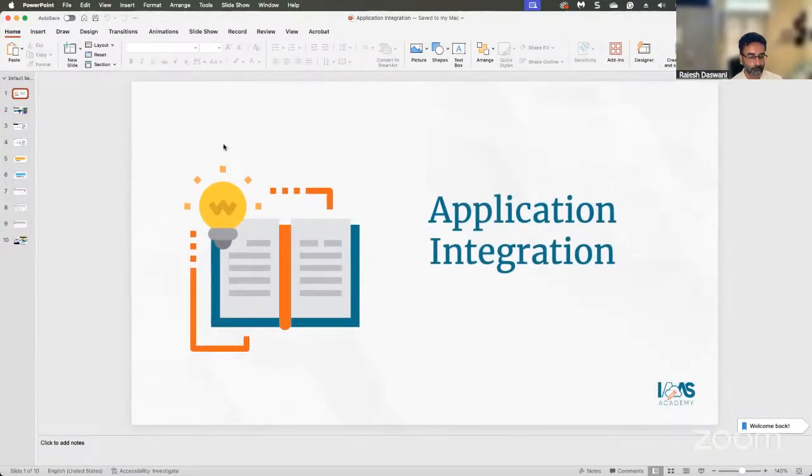Okay. So next I want to talk to you about some application integration services. These are going to show up in the exam, so you want to definitely be aware of these. So if you're taking the Cloud Practitioner exam, there are some key services that you need to be aware of.